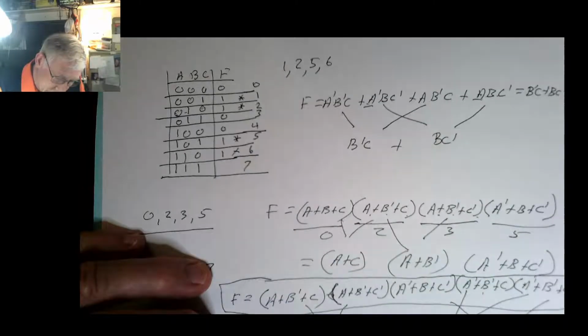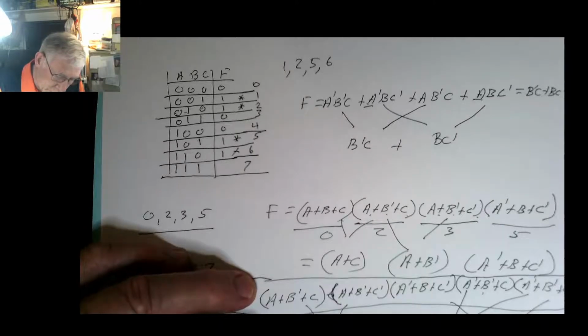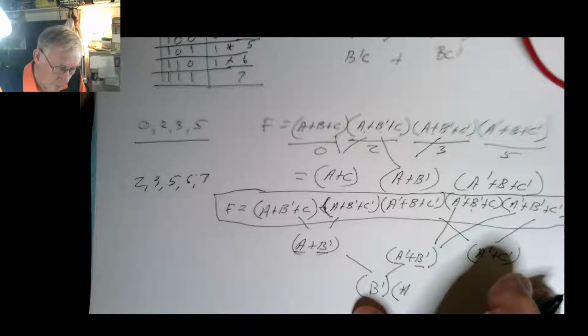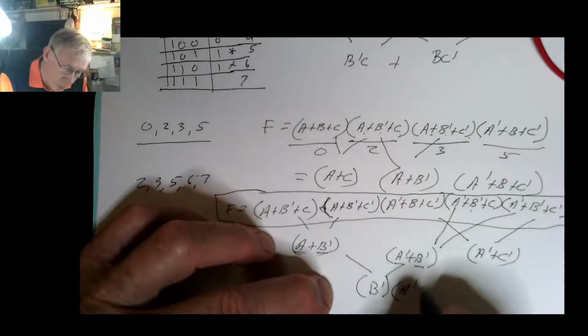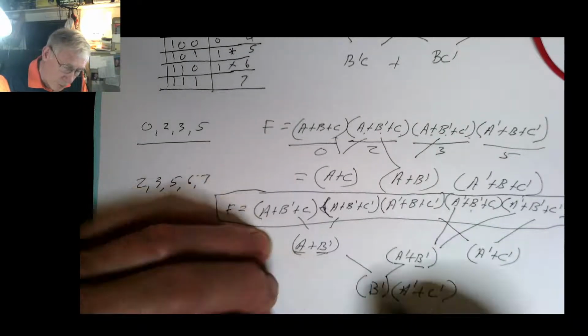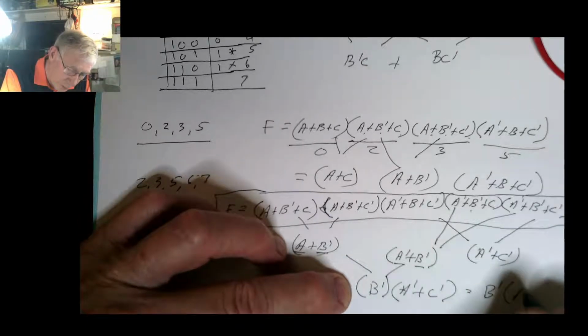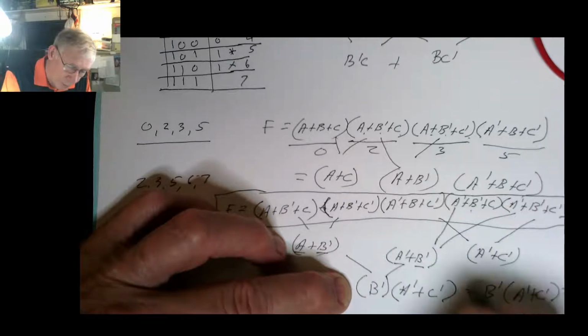And then we can actually combine these two terms because we have an a plus b prime and an a prime plus b prime. So that just gives us b prime times a prime plus c prime. So our final solution, we'll just write the b prime outside of the parentheses, times a prime plus c prime, equals f. So that's our max term solution.